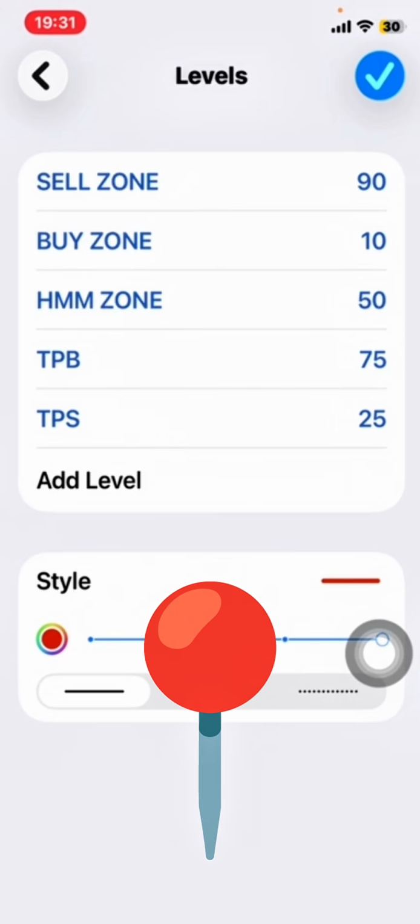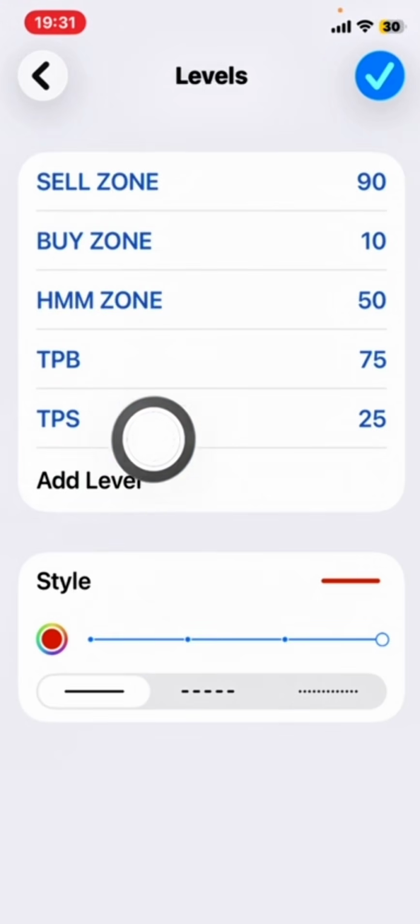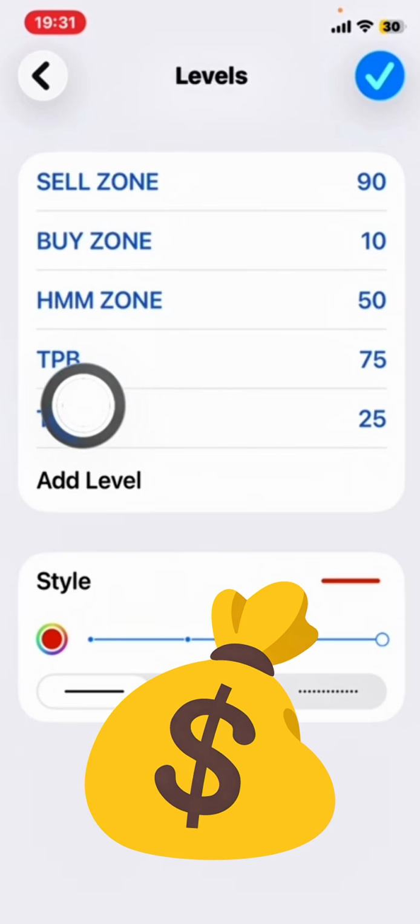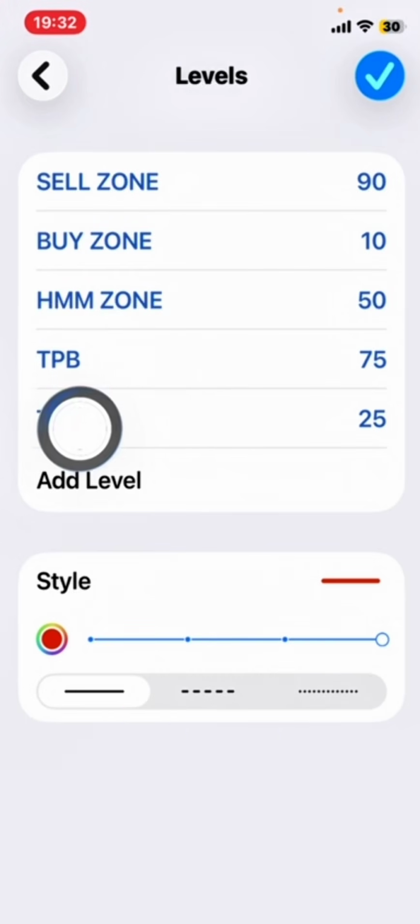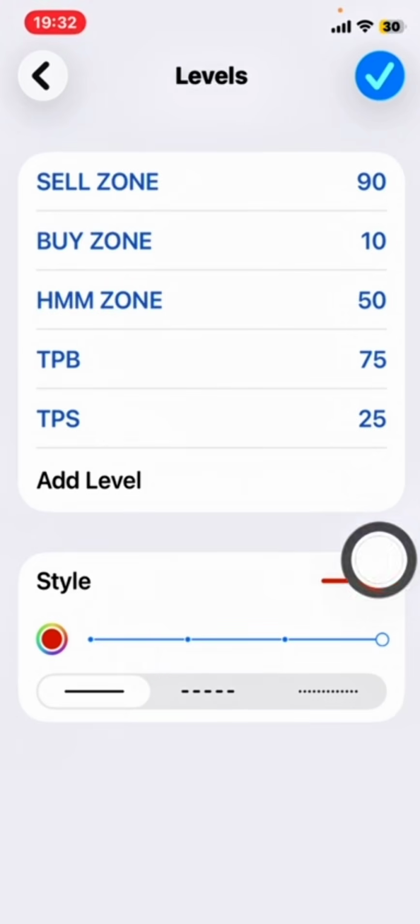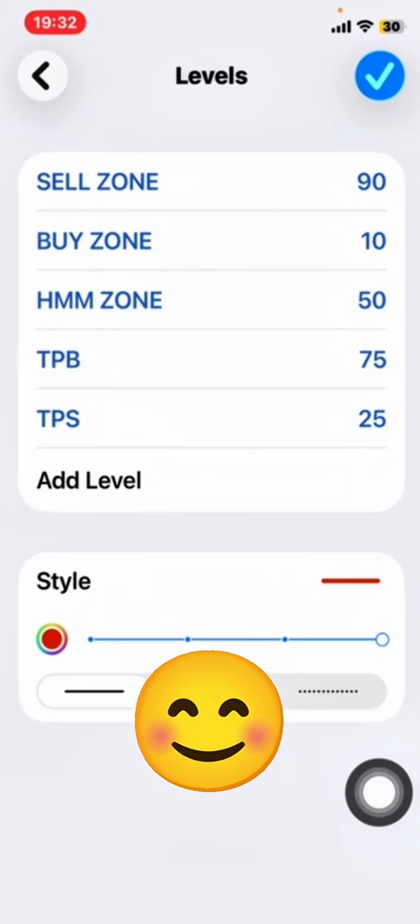And also, let me tell you something here. This TPB and TPS, TPB basically means take profit for buyers. This TPS, take profit for sellers. You have these levels, you are very good to go. You can use the red, the style is red. You can use my own color, so that after you are familiar with the strategy, you can use your own color, please.